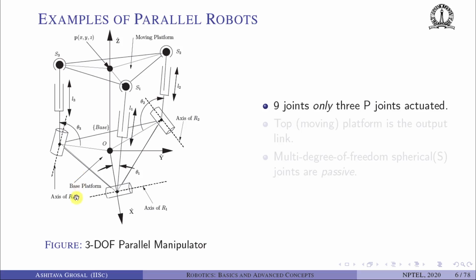So we can again define an axis of this rotary joint and some rotation angle theta 3. Similarly, axis of the rotary joint 2 and an angle theta 2, okay, and theta 1 likewise. And we can also define a fixed coordinate system which is OX, OY, and OZ, okay, maybe at the center of this triangle. And similarly, we can define a point P on the moving platform which is P of X, Y, and Z.